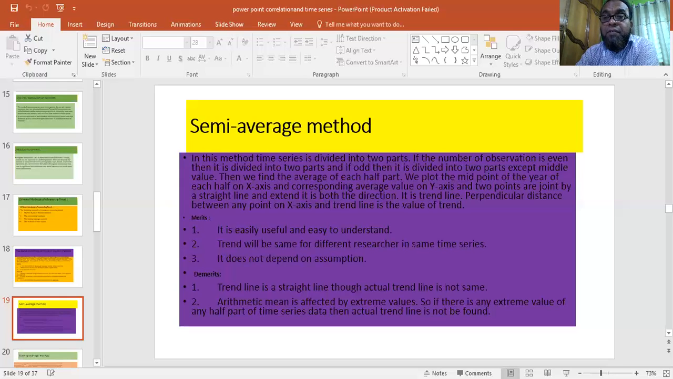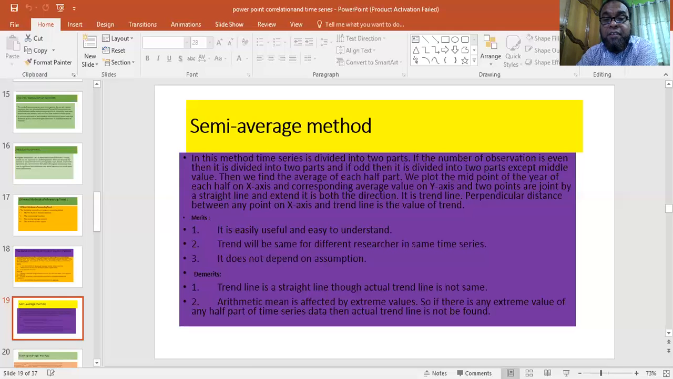Now what are the advantages of the semi-average method? It is very useful and easy to understand. The trend will be the same for different researchers in the same time series. Since it is an average, the average point will be the same for all researchers or any person. The calculation is always the same. It does not depend on assumption. It is justified by calculation and by drawing.